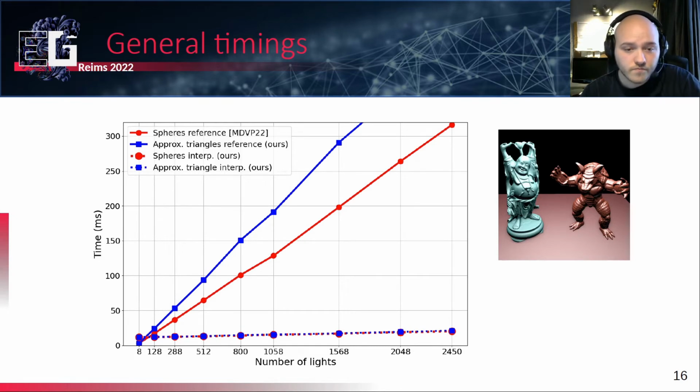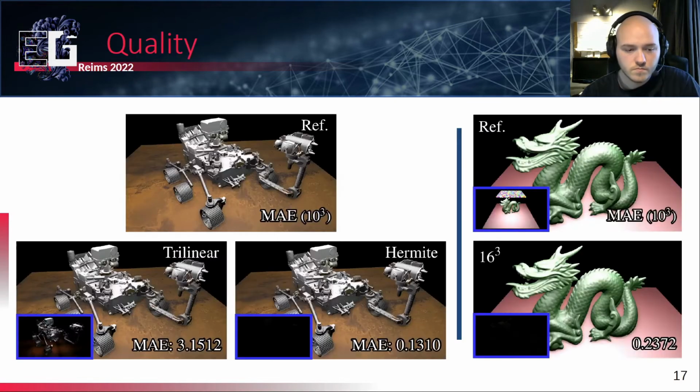The plain line shows the computation time without the use of the interpolation, which means that the spherical harmonics coefficients are computed at each shaded point, and the dotted line represents the timing with the interpolation. So the spherical harmonics coefficients and their gradients are only computed on the sparse grid.